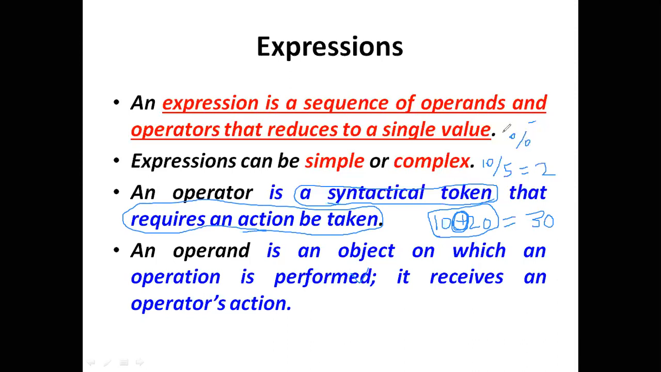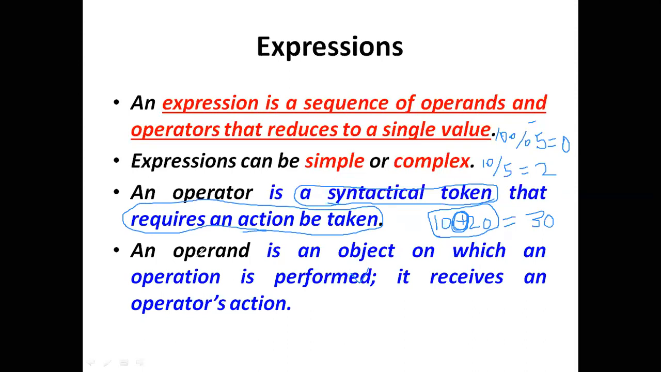2. And if I am indicating 10 mod 5, then what is the thing it is going to do? It is going to calculate the remainder. 10 divided by 5, what is the remainder value we are going to get? We are going to get the remainder value as 0.